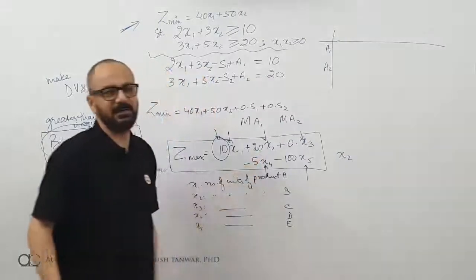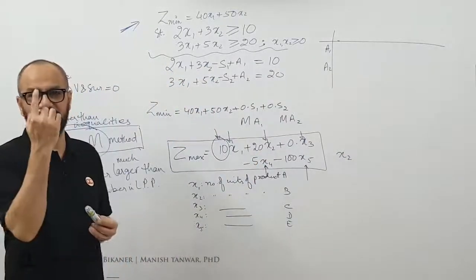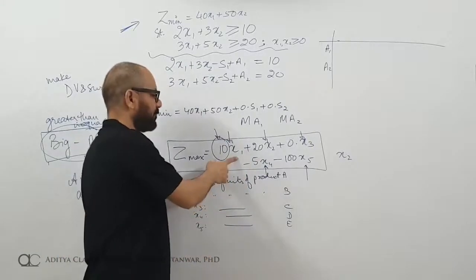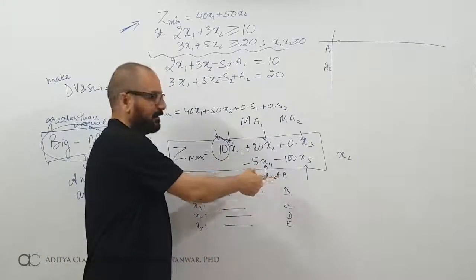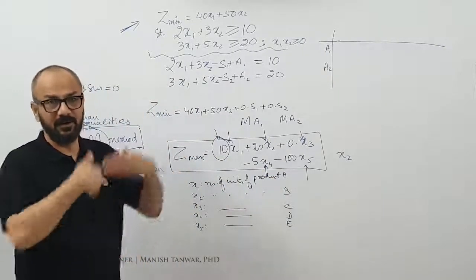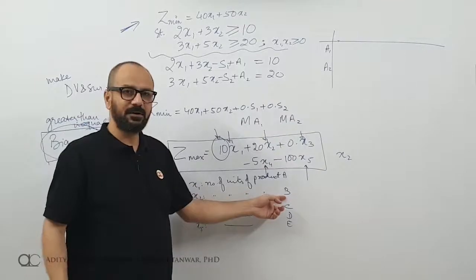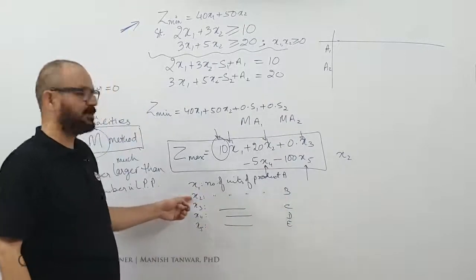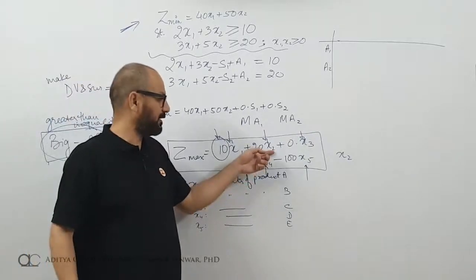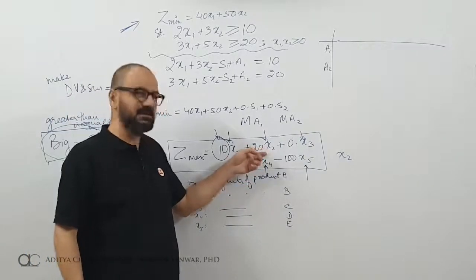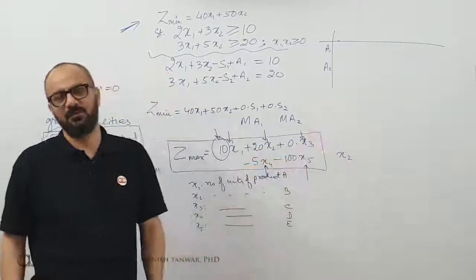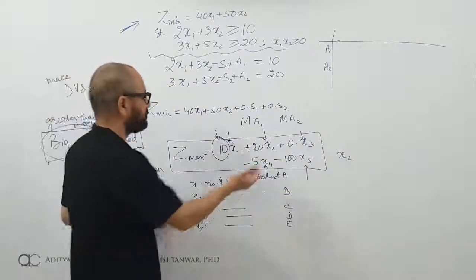Your first choice will be X2 because a single unit of X2 gives you 20 rupees. If you produce X1, that is product A, you will get only 10 rupees. So you are getting double the profit in product B. So what you will do is, you will increase X2. You will produce only B because by increasing X2, you are increasing this 20. So your first choice will be X2. What will be your second choice?